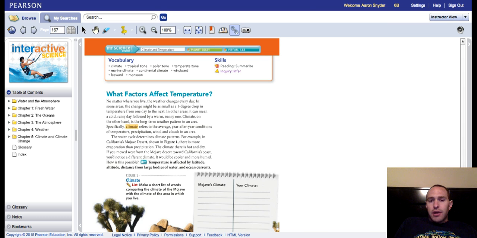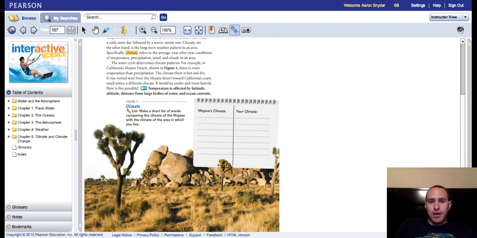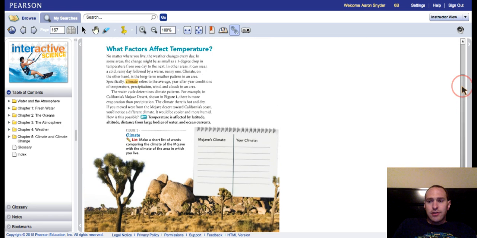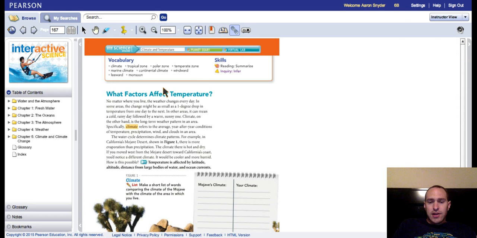Hey, sixth grade, I'm going to walk you through what I'd like you to do today. First thing, if you can go to page 167 in your books, we're just going to do a bit of review of what we talked about yesterday. Remember, our goal yesterday was to find out the factors that affect temperature. If you can remember, there are 4 of them that we listed down here.